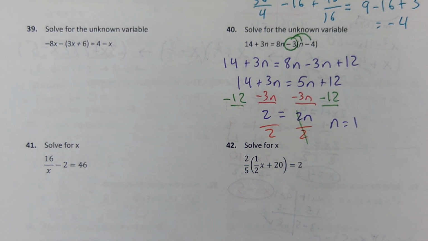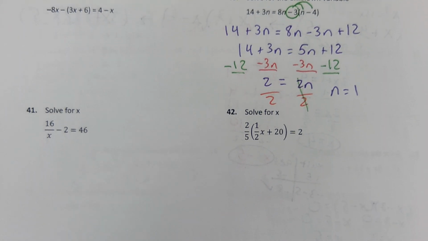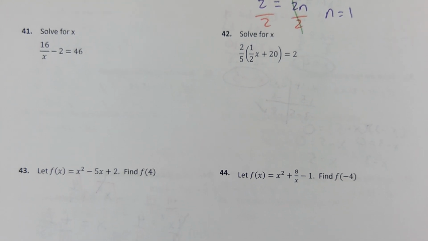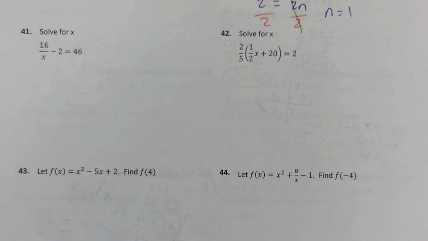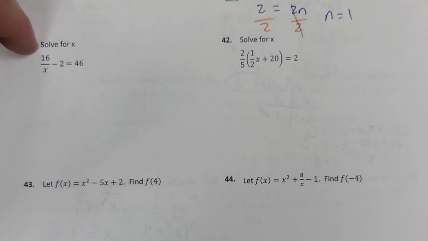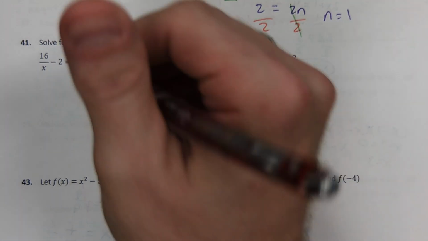Alrighty, solve for x. 41 and 42. Yeah, look at all those fractions. I think I'm going to go ahead and do both of them because fractions equals scary for a lot of people. So I'm going to go ahead and do both. Let's start getting this x by itself. You add 2 to both sides.